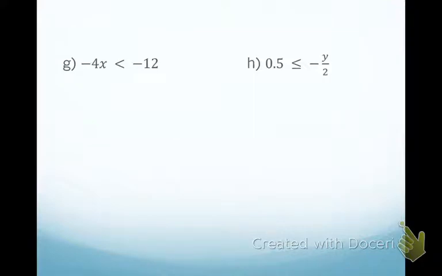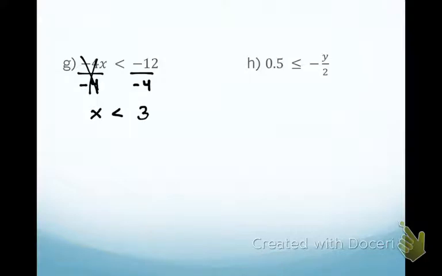All right, another example. It's very similar to what we've done. Negative 4x is less than negative 12. What do I need to do to get that x by itself? Divide by negative 4. Remember, we are dividing by negative 4 on both sides. This cancels out over here on the left, and I'm left with x is less than, what's negative 12 divided by negative 4? Positive 3.